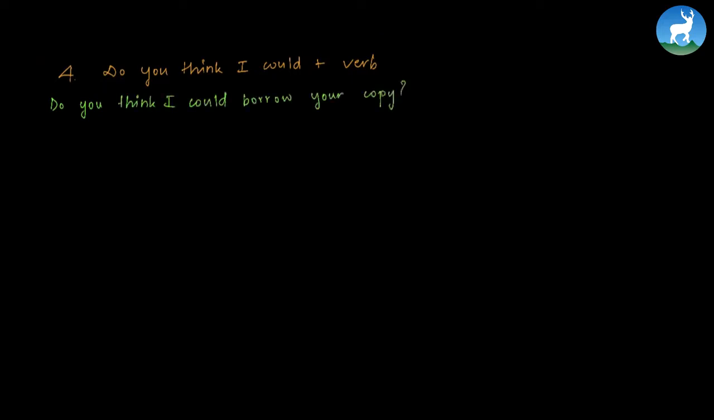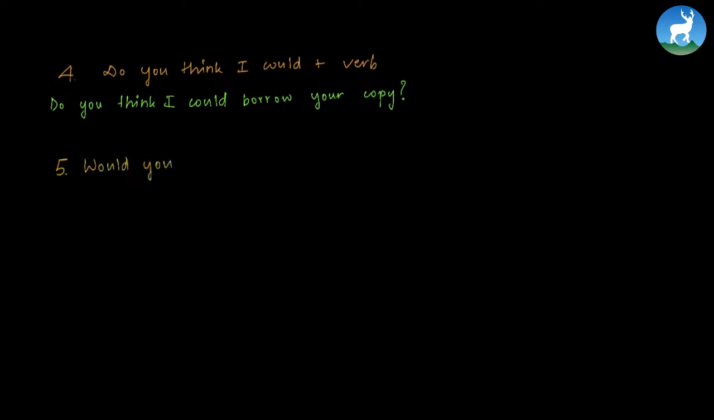Moving to another structure, simply you can say, do you think I could plus verb? This is another sentence structure. I'll give you an example. Do you think I could borrow your copy? So this is another way to ask for permission. Do you think I could borrow your copy? Great.